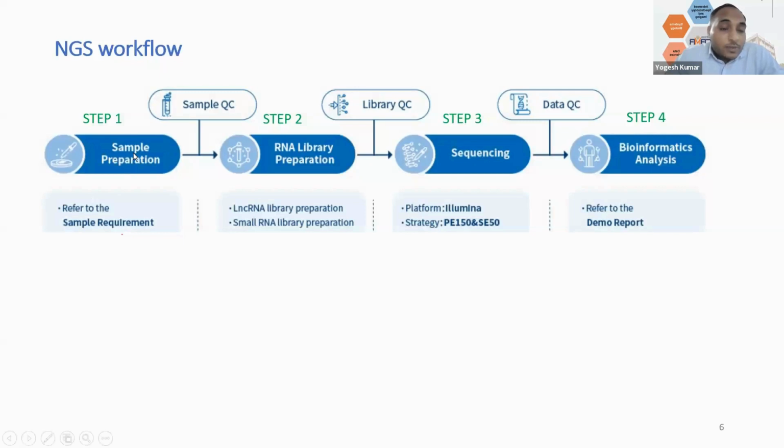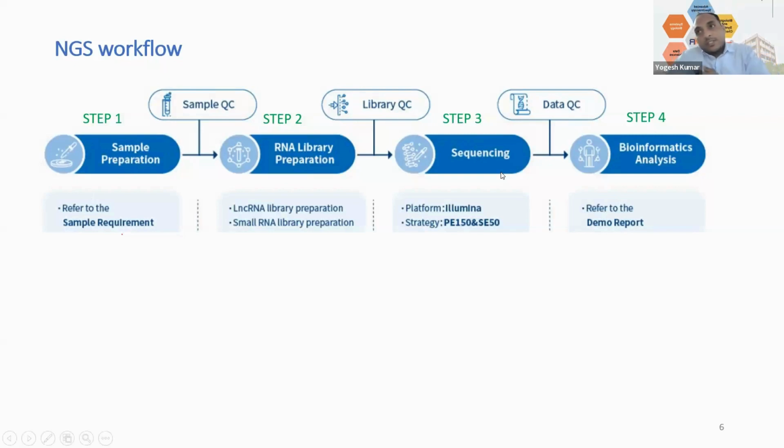Then once your sample is prepared, the next step will be the library preparation. If it's an RNA sample, then you have to prepare the RNA library. The third step will be the sequencing method. After preparation of the library, you have to give your samples to the sequencer machine. Then with the sequencer machine, you will do the sequencing. And the last process, the fourth step, is bioinformatics analysis.